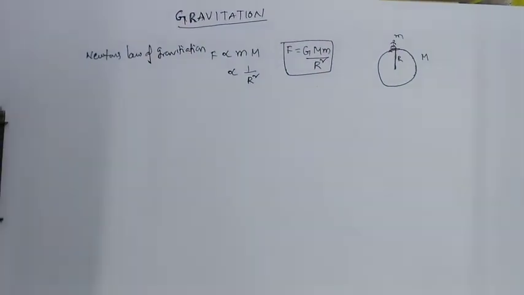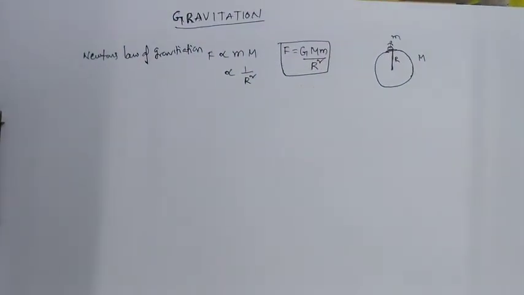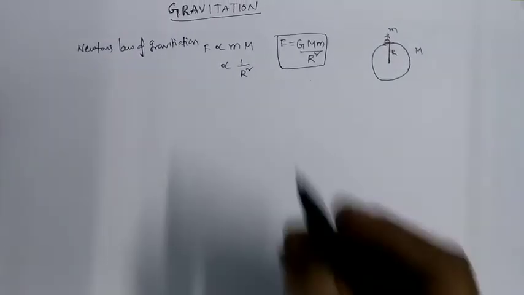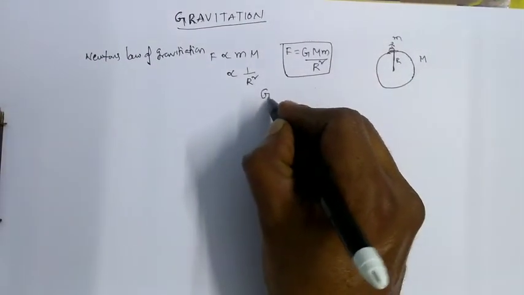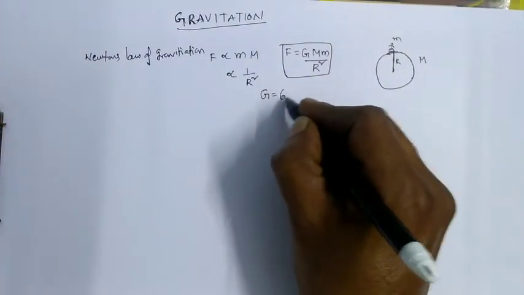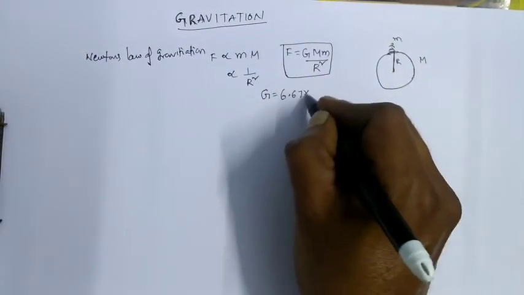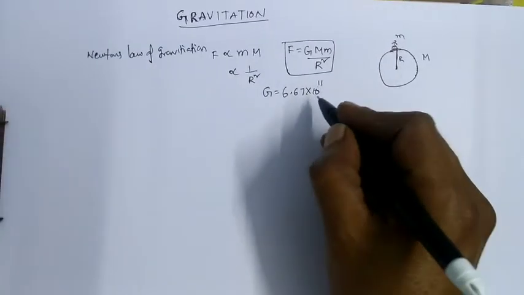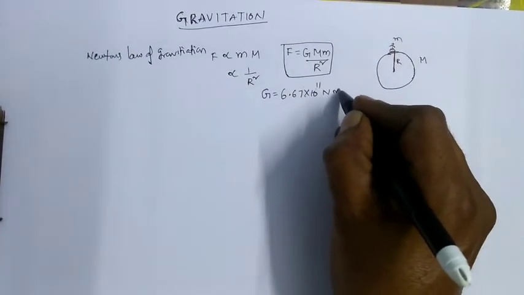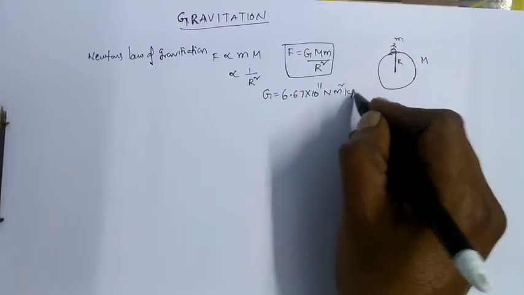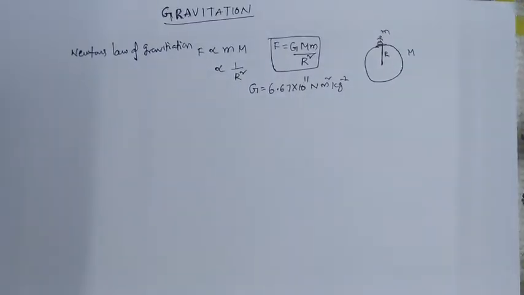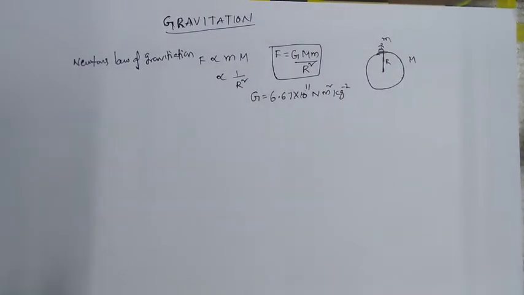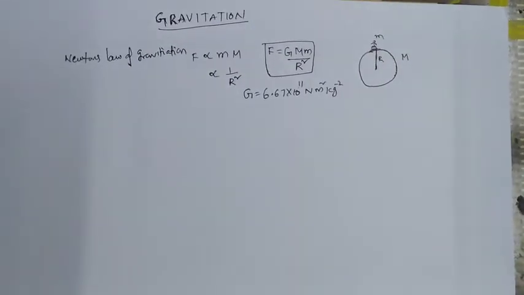Here G is called the universal gravitational constant. Its value is fixed, that is 6.67 into 10 power minus 11. The units will be Newton meter square kg power minus 2. We can check the dimensional formula from our previous topic. This is the capital G value, a fixed value.